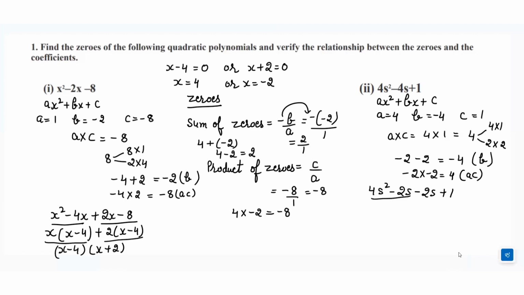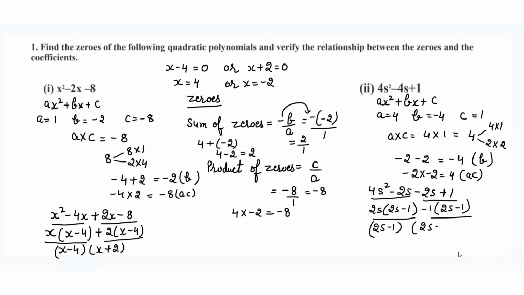minus 2s plus 1. Now from the first two terms, I will take 2s common. What will be left? 2s minus 1. From the second two terms, I will take minus 1 common, and what is left? 2s minus 1. So from the first term and the second term, we have 2s minus 1 common. What is left?